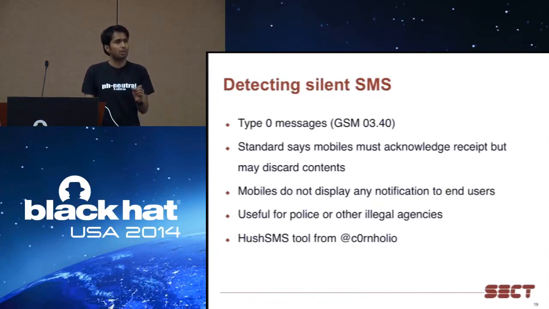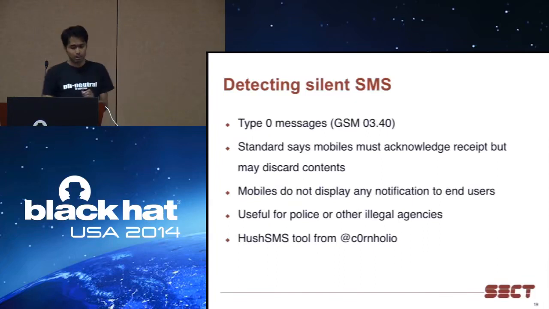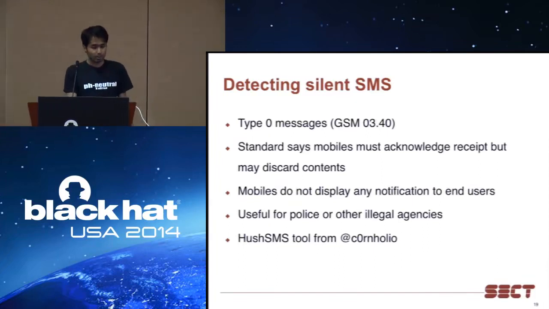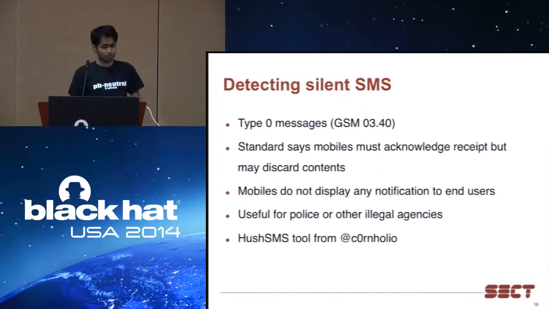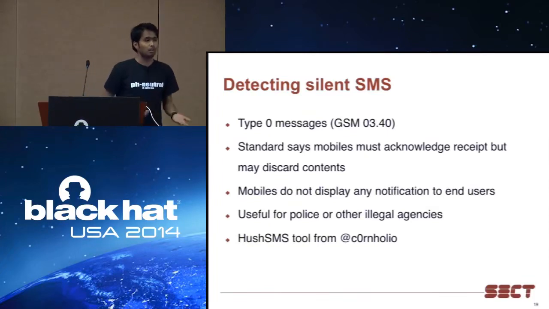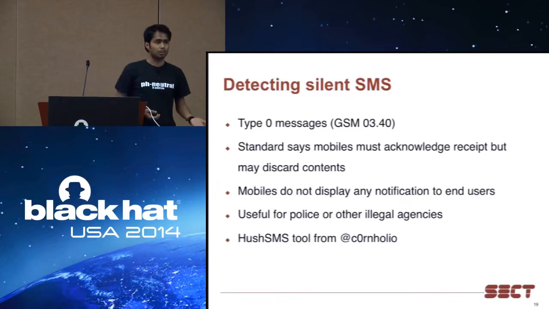And due to this, you try to see where you are at this point. So the mobile does not display any notification. And this is a tool useful for the police and other law enforcement agencies. In fact, in Germany, in the parliament, they disclosed that the Berlin police used 450K silent SMS in a year to track somebody.